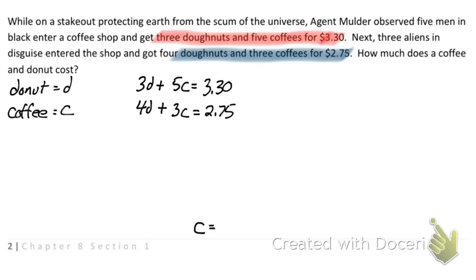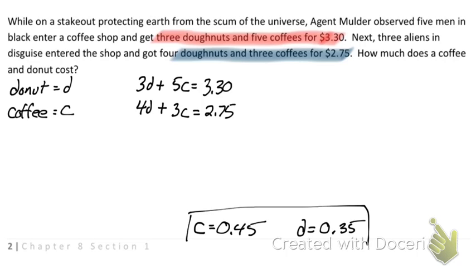I got coffee equals 0.45 or 45 cents, and I got the donuts equaling 35 cents. I want a donut for 35 cents. Coffee? 45. The rest is homework.